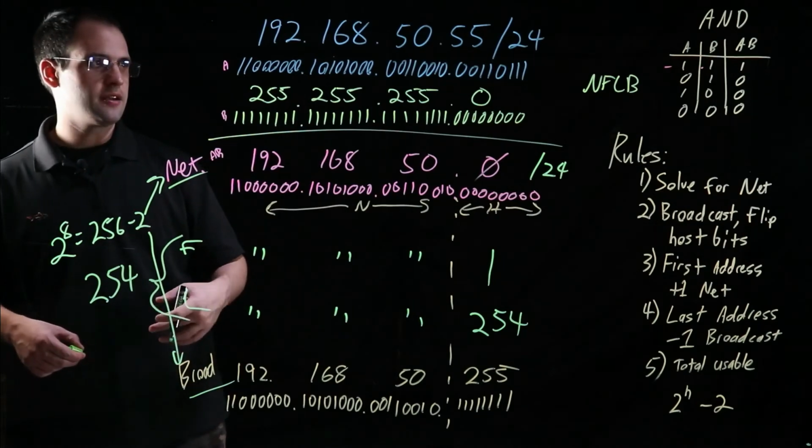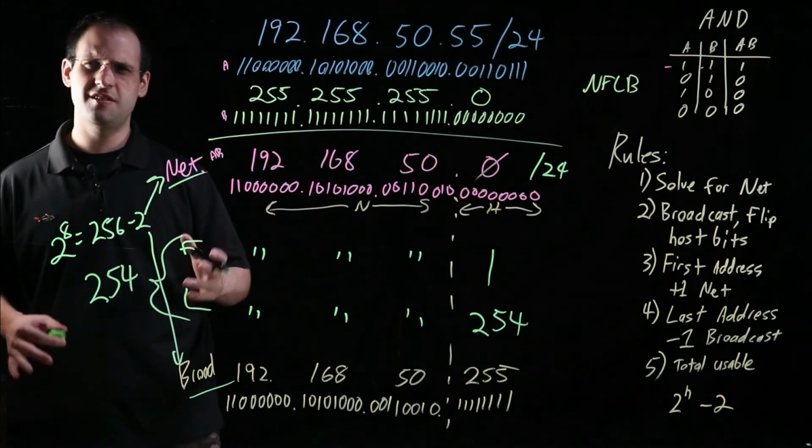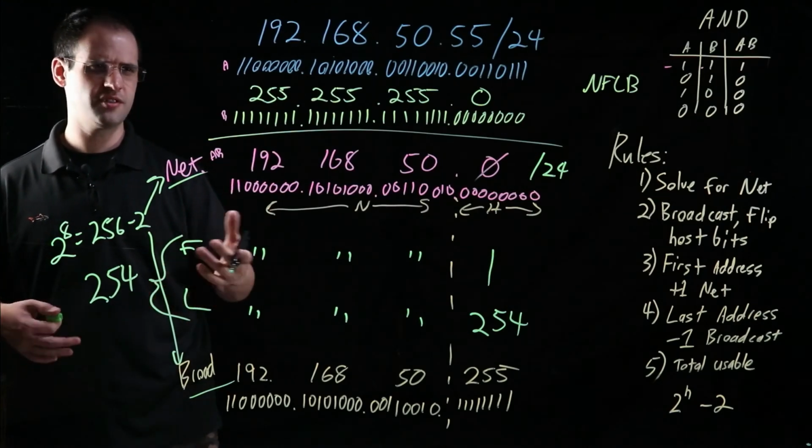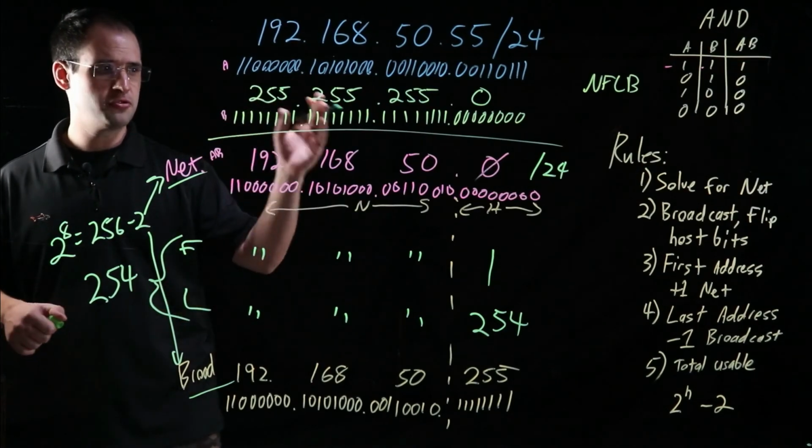All right, and in the next example, I'm going to do this one more time, but we're going to do this with a /16 network, a B-class network. We're going to see a little bit of difference, but you shouldn't expect too much difference so long as you follow these rules.